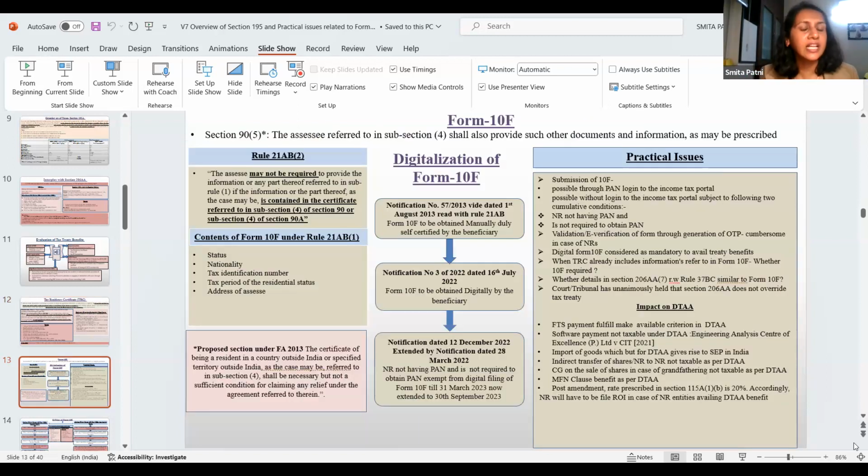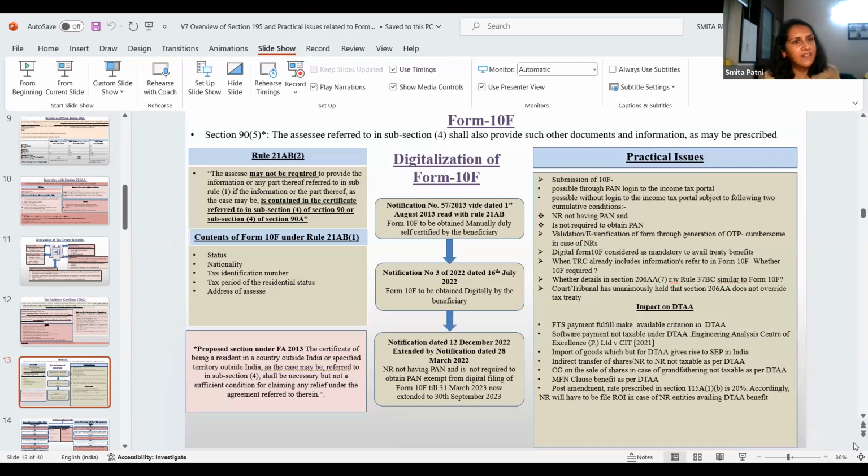But later on, when they brought the final section, it read like this: the assessee referred to in subsection 4 shall also provide such other documents. So 10F is an additional document. It says that in case the TRC doesn't provide all those 5 things, that is status, nationality, PIN number, tax period, and address of the assessee, then 10F has to be taken by the assessee. That was the initial documentation. Rule 21AB says that 10F was only introduced in case the TRC is not sufficient. Of course, today the law is different, but this was the major reason when 10F was introduced, and as per section 90 subsection 5 even today, if these 5 things are not mentioned in the tax residency certificate, then we file an additional 10F.